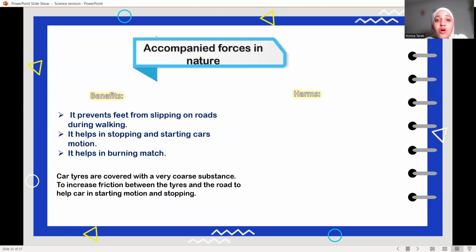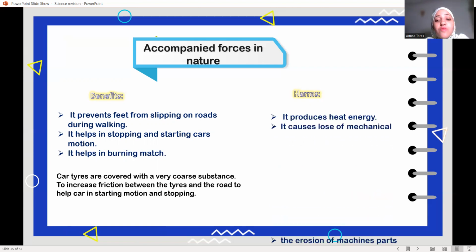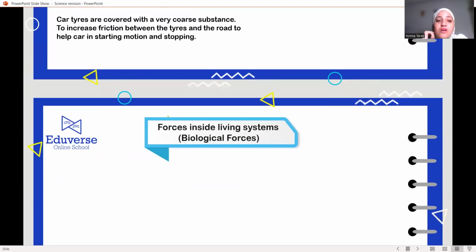Do you know that the car tires are covered with a highly viscous, heavy liquid in order to decrease the friction force? Why do we want to decrease the friction force? Because sometimes it produces heat energy. When you rub your finger very fast on a mat, your finger hurts. Why? Because friction produces heat energy, and heat energy is very bad. It causes loss of mechanical energy, the kinetic energy, and also sometimes it causes erosion of the machine's parts.